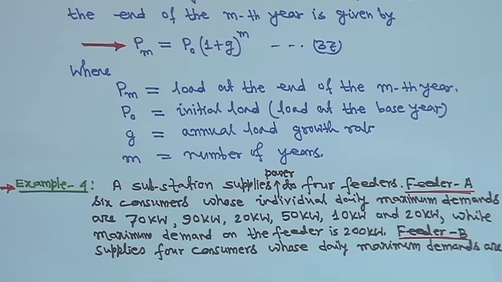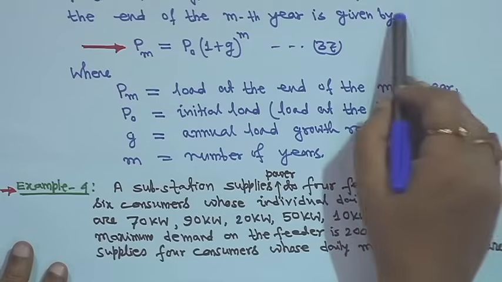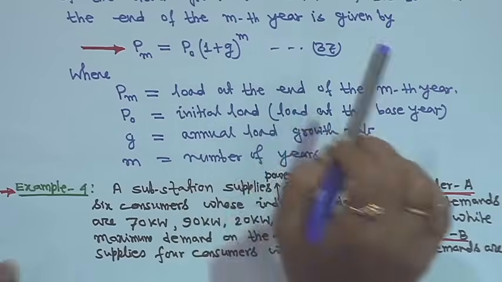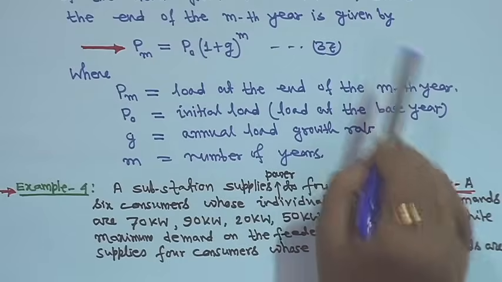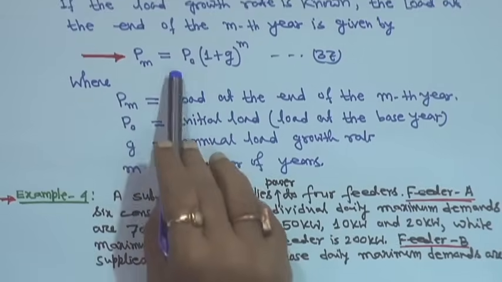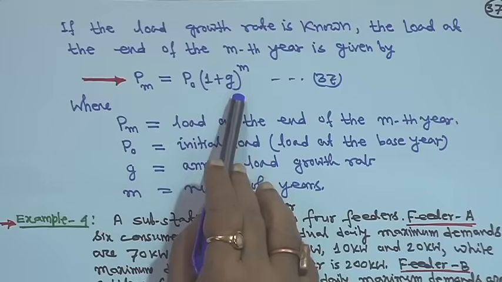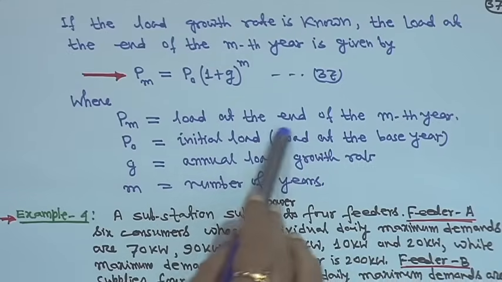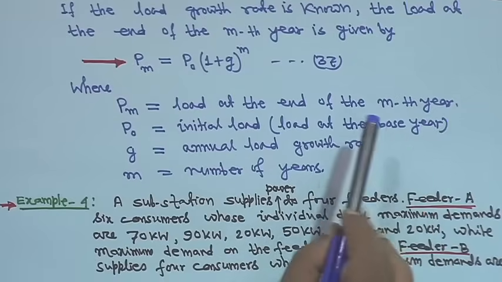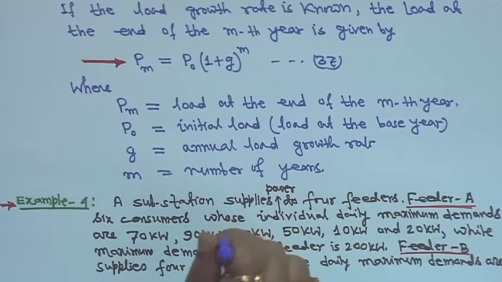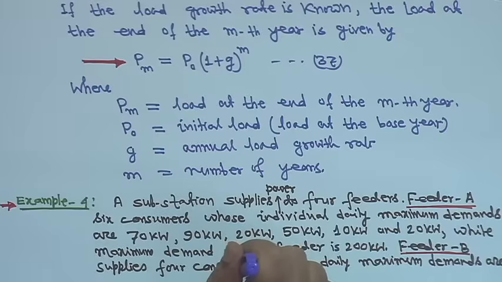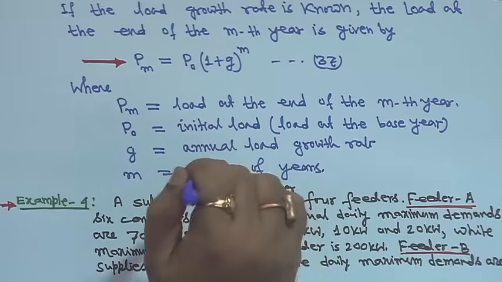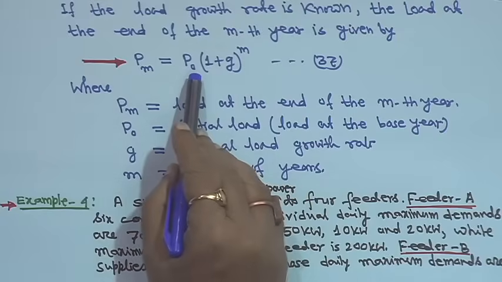So if the load growth rate is known, then the load at the end of the mth year is given by Pm equal to P0 (1 plus G) to the power m. This is equation 37, where Pm is the load at the end of the mth year. Suppose today it is the base year, that is the initial load, right. Suppose this is 2017, at this point the load is P0.